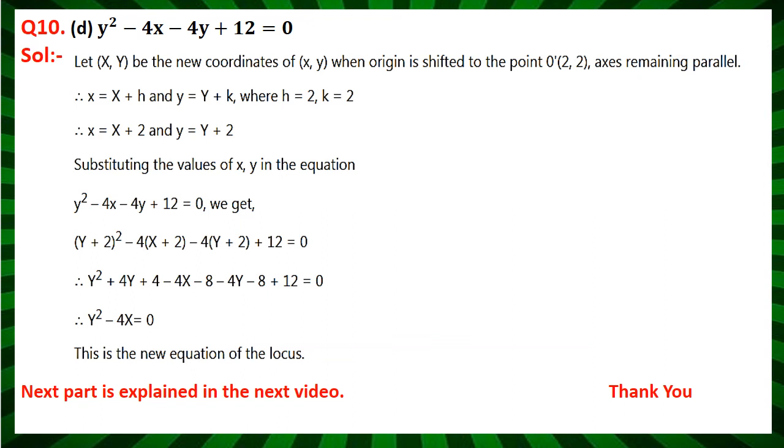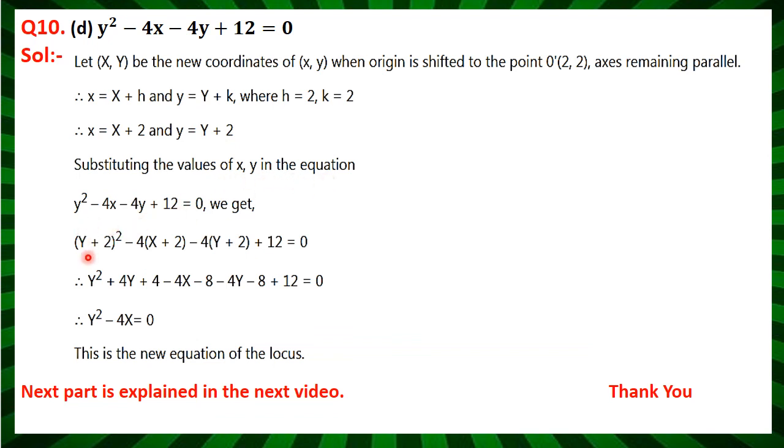Question number 10D. y² - 4x - 4y + 12 = 0, which is the equation of the locus of points with respect to the old origin. Now we need to find the equation with respect to the new origin. So we write the formula of shift of origin first and substitute the values. Origin is shifted to the point O dash (2, 2). So x = X + 2 and y = Y + 2. Substituting these values of x, y in the given equation.